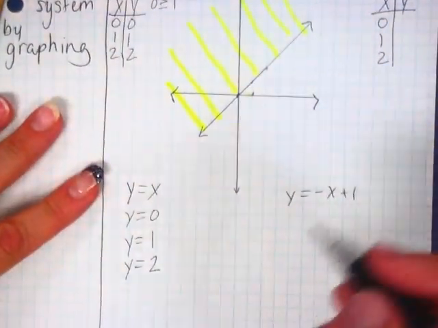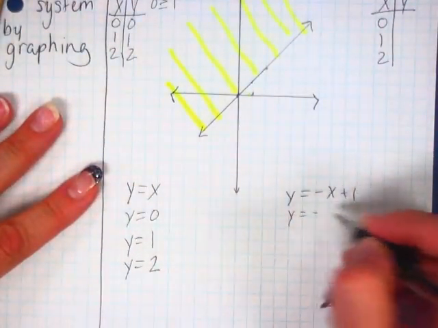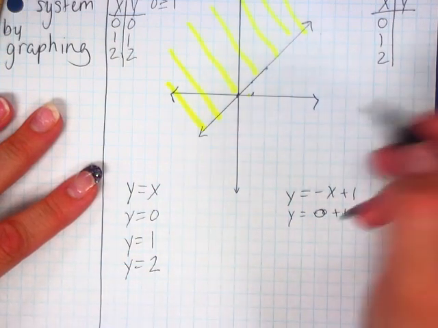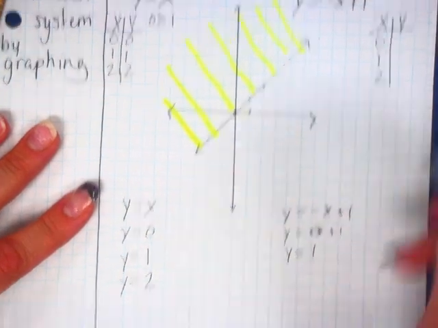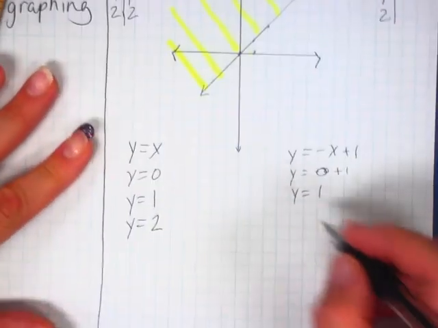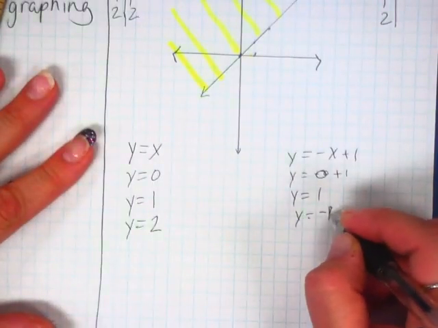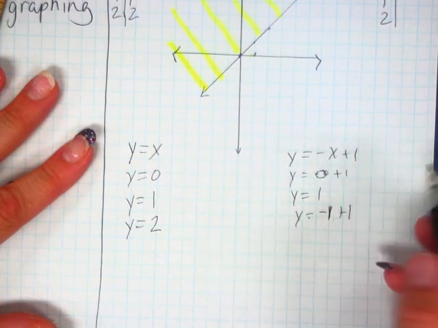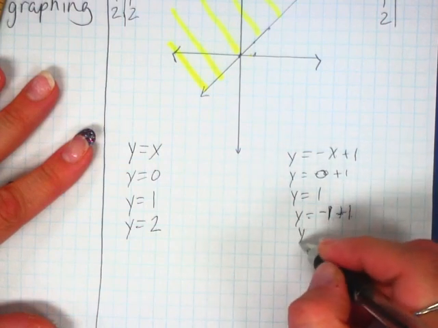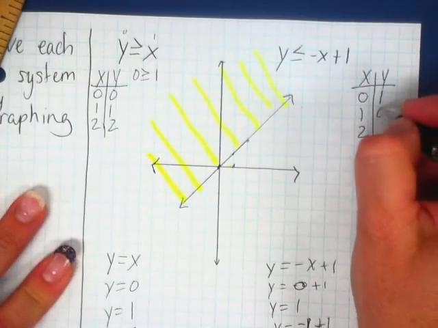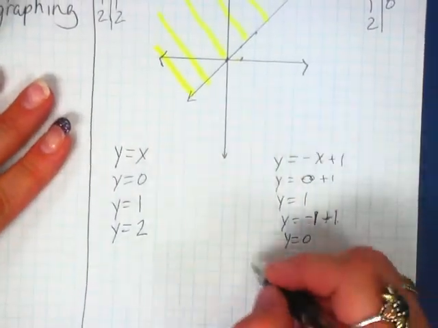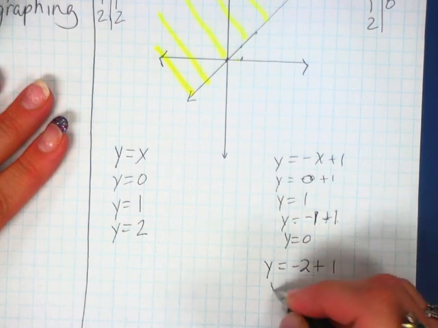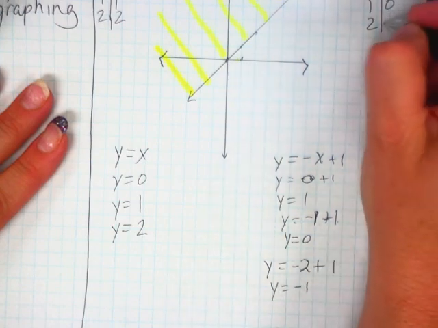Okay, now let's plug in over here. Y equals negative 0, which there is no negative 0. It's just 0. 0 plus 1, so y equals 1. What happens when the x is a positive 1? So negative x makes negative 1. Negative 1 and positive 1 equals 0. And the last one, y equals negative 2 plus 1. Negative 2 plus 1 is negative 1.